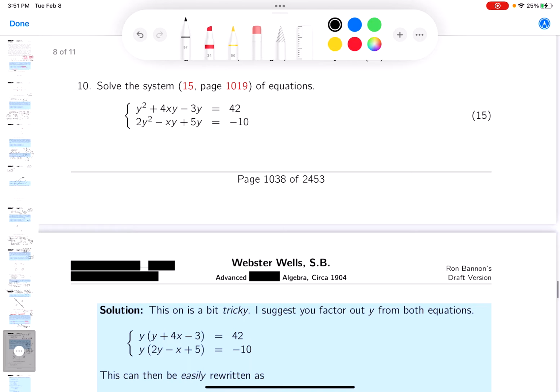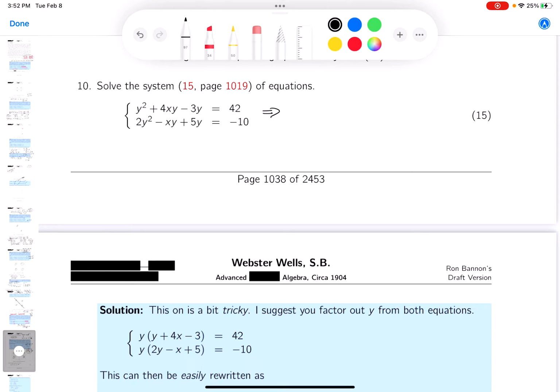Okay, so number 10, in my opinion, it is a bit tricky. Just looking at it, you may not know what to do. It's nice to get a hint though, all right? So the hint is that you factor out a y on each of these equations. Let me just show you what I mean by that.